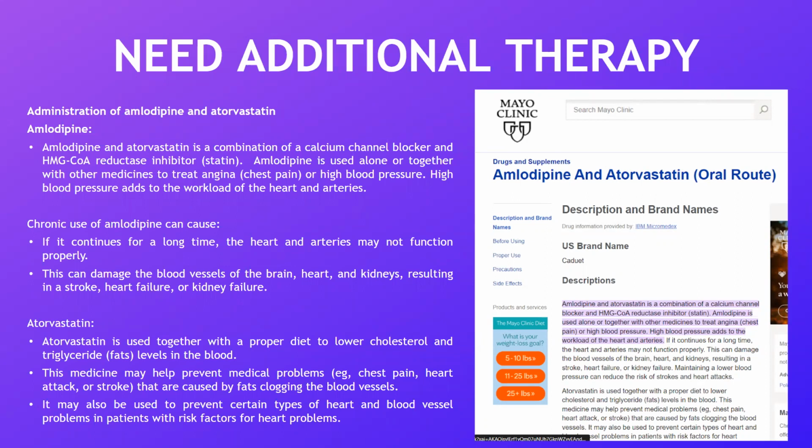kidney failure. And we have atorvastatin, which is used together with a proper diet to lower cholesterol and triglyceride, or the fats level in the blood. This medicine may help prevent medical problems such as chest pain, heart attack, or stroke that are caused by fats clogging blood vessels. And it may also be used to prevent certain types of heart and blood vessel problems in patients with risk factors for heart problems.